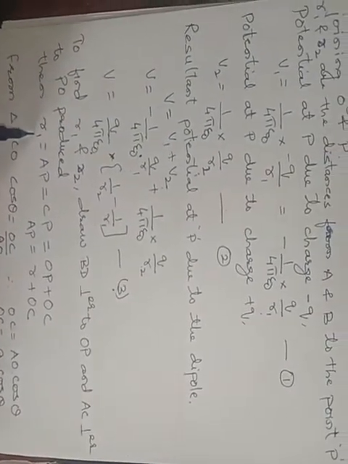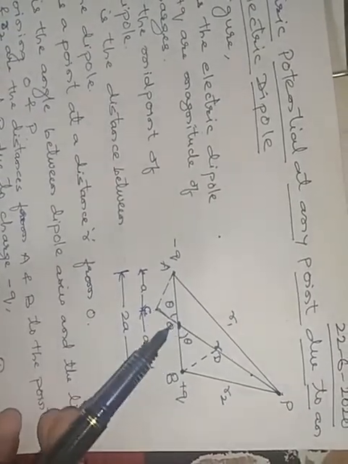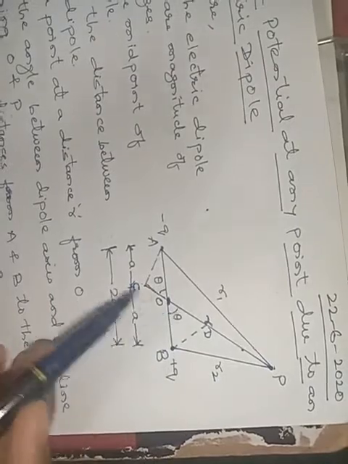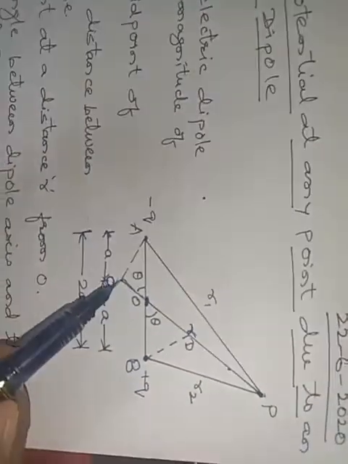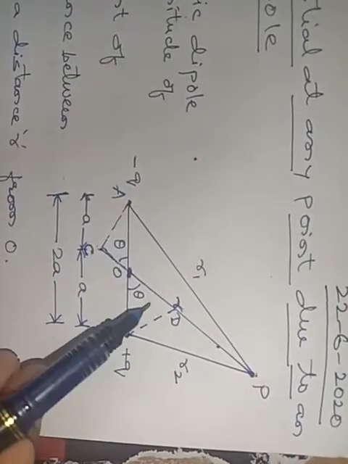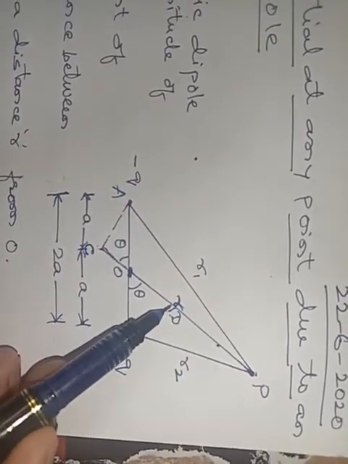So what is the value of R1? R1 is given by AP, which is equal to CP. What is CP? CP can be written as CO plus OP. Now why are we doing all these things? Because if you have to consider CP, the total CP value will become CO plus OP. OP value we know. OP value is how much? R. OP value is R.